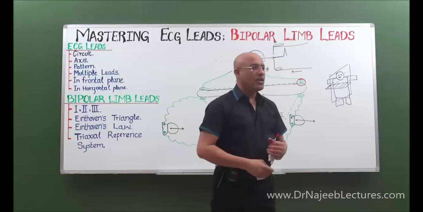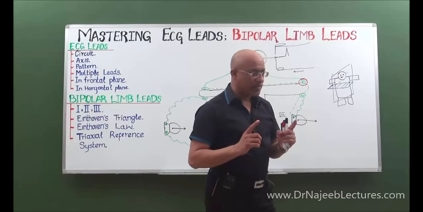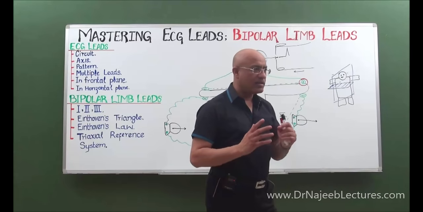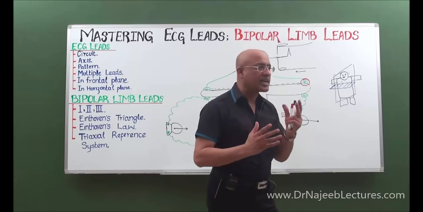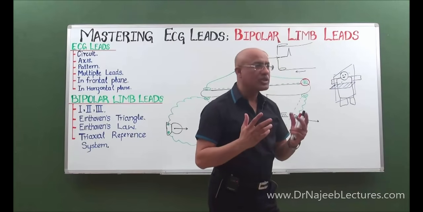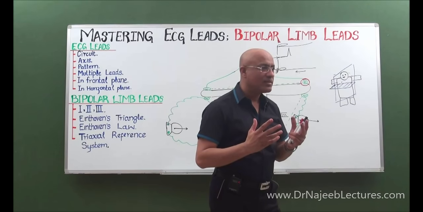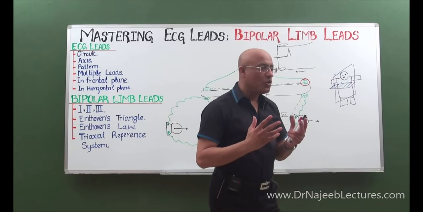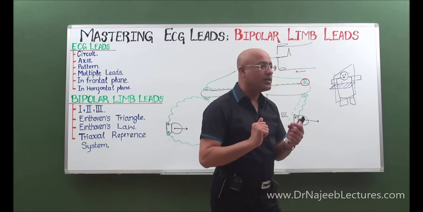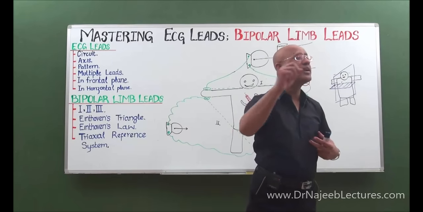So in the same way, when there are cardiac pathologies, now listen clearly, when there are cardiac pathologies which result in alteration in the electrical activity of the heart, to look where the pathology is and where the change in electrical activity of the heart is, you need to look at the cardiac electrical vectors from different angles.